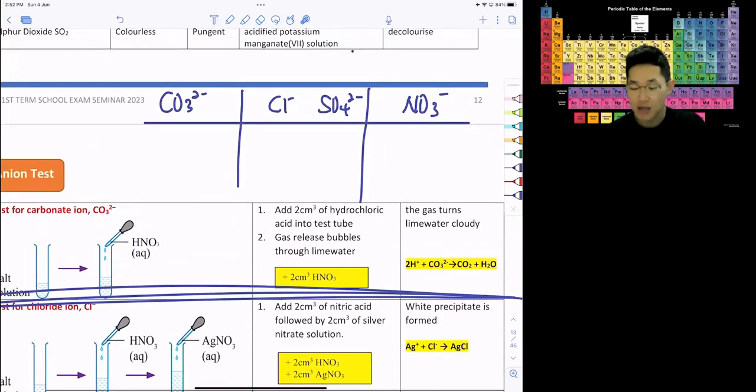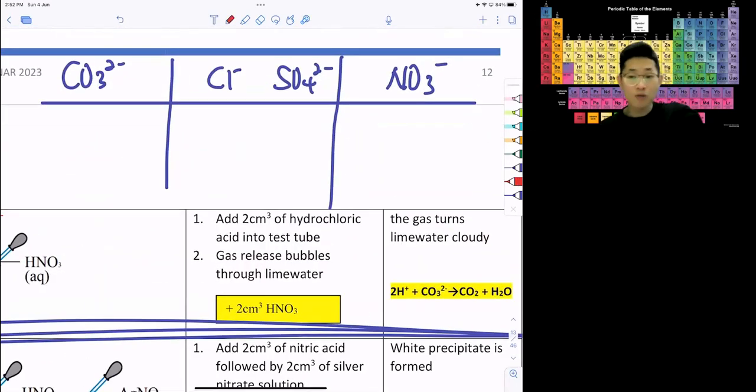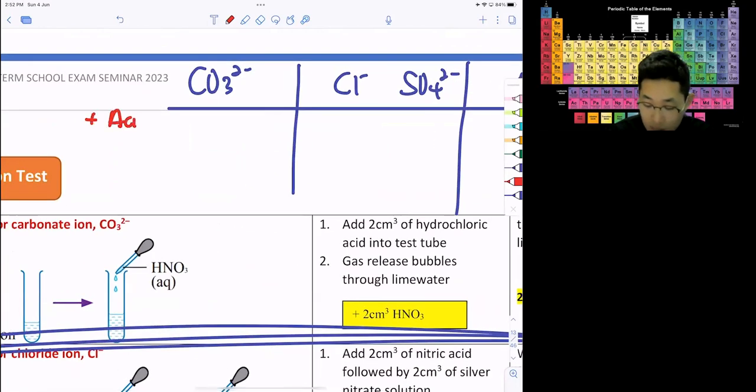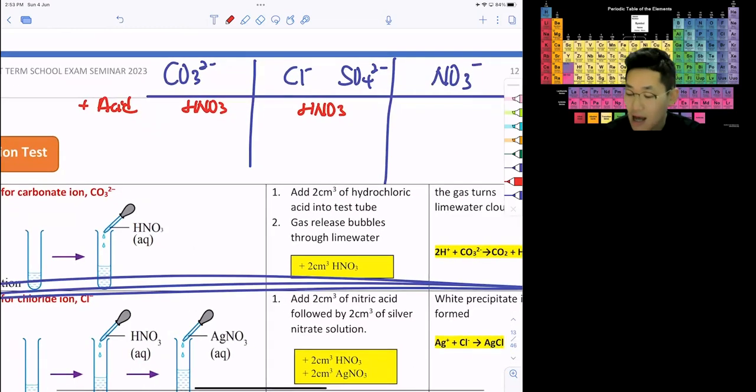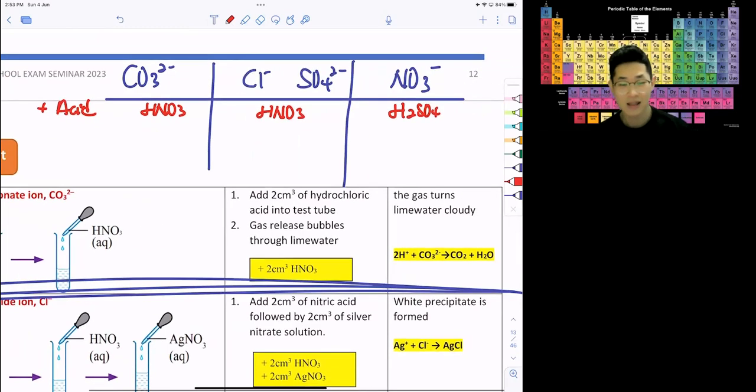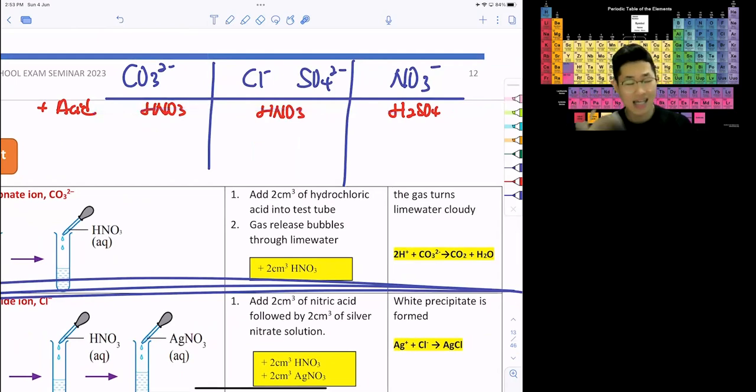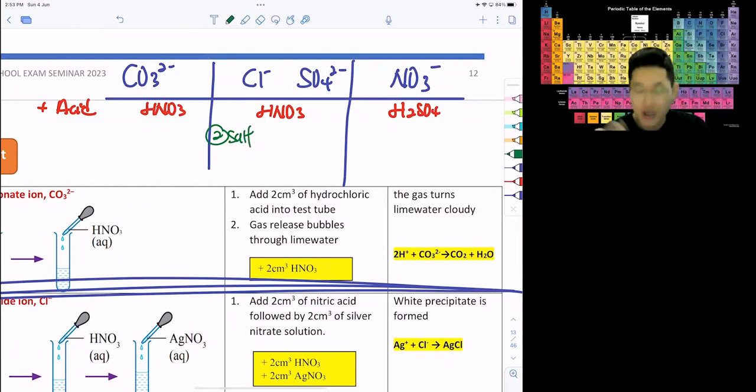Okay, so I remember it this way. First step for everyone is always adding acid. What kind of acid? I always go with HNO3, except the last one has to be sulfuric acid. Okay, so first step, everybody do acid. Acid, acid, acid, acid. Second step, for those who have second steps, we add a salt solution.